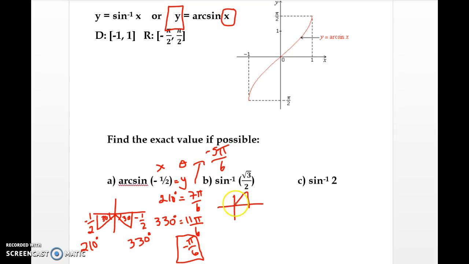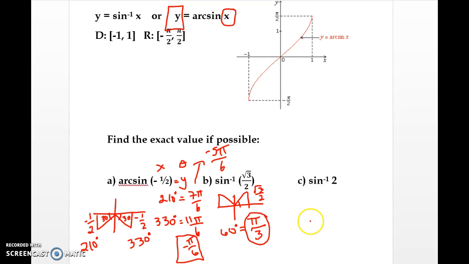Sine is positive in the first or second quadrants, and across from the root 3 over 2 is 60 degrees, and 60 degrees is pi over 3. And we can just stop there because in quadrant 2, it's going to be 120 degrees, which is 2 pi over 3, and 2 pi over 3 does not fit into our range here.